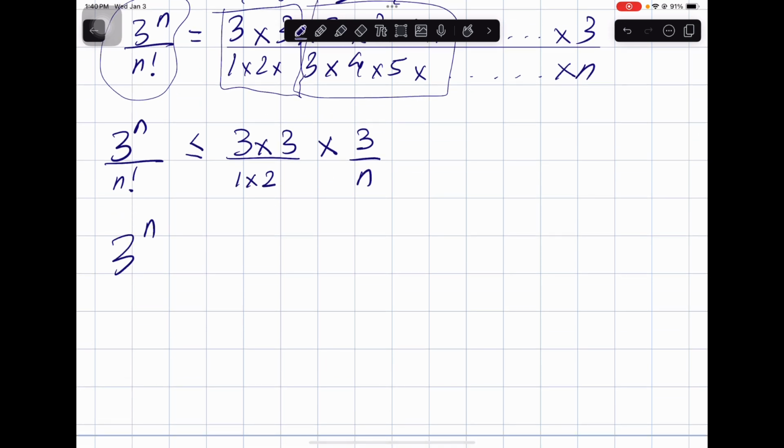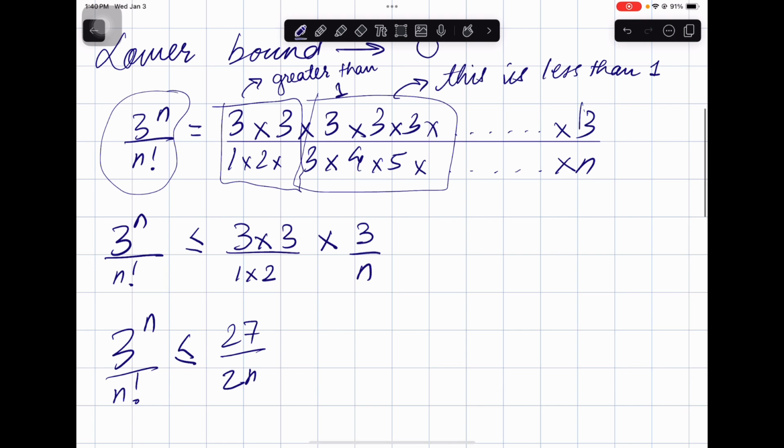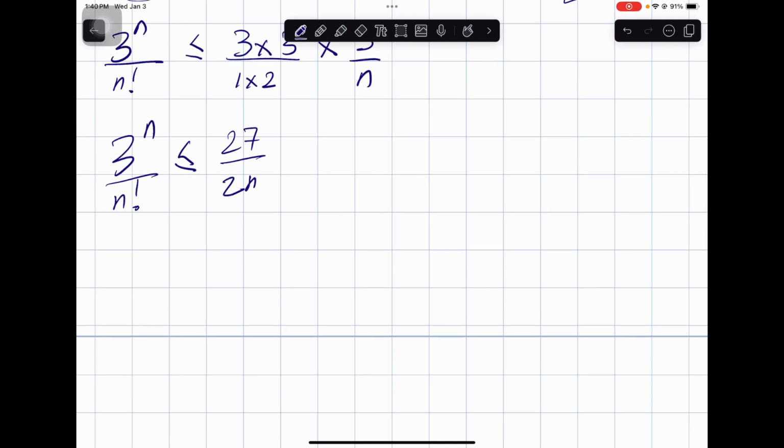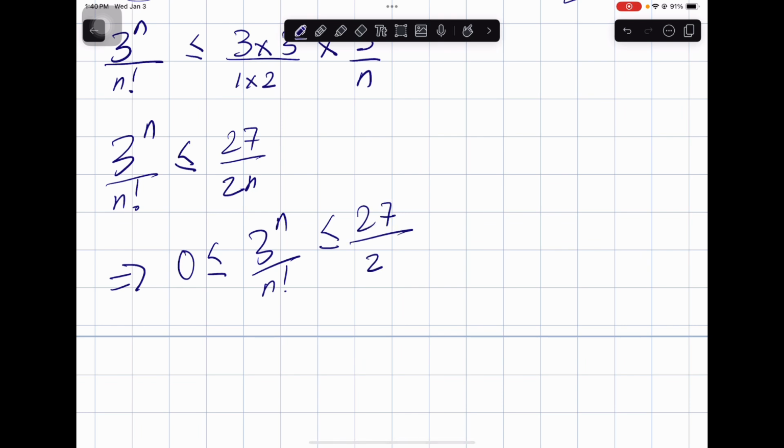So, which means 3 to the power n over n factorial is less than or equal to 3 times 3 is 9, 9 times 3 is 27, 27 by 2n. And the reason why I took this is because we need a term with n, because what we will be doing now is this. We'll be doing 0 times 27 by 2n.